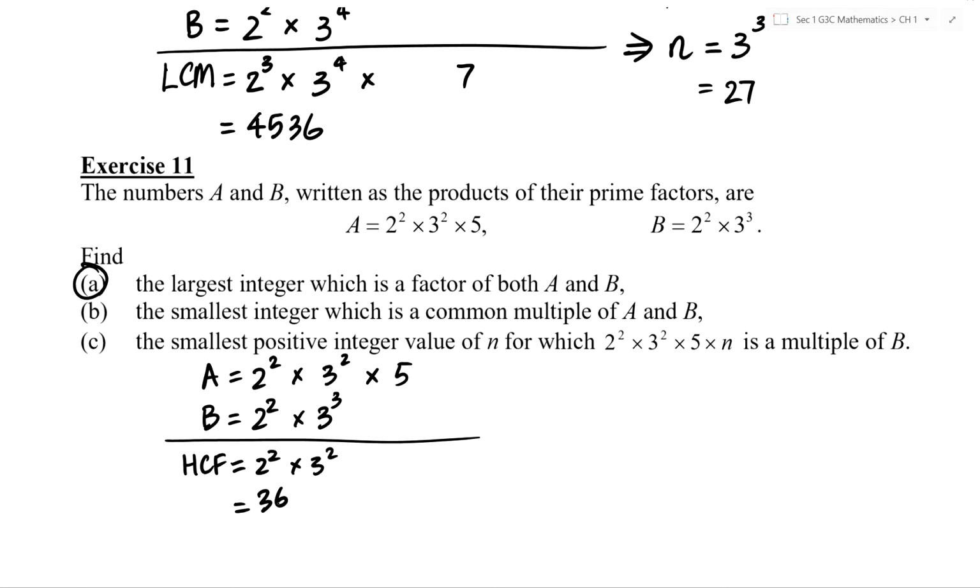If you don't, then you have to let me check your presentation to see whether it is acceptable or not. Now for part B, we want to find the LCM. So we use the same presentation, but we remove HCF, we change it to LCM. Copy down the higher power, in this case it is 2 squared. The higher power of 3 is 3 cubed, and we multiply by 5, leaving us with 540.